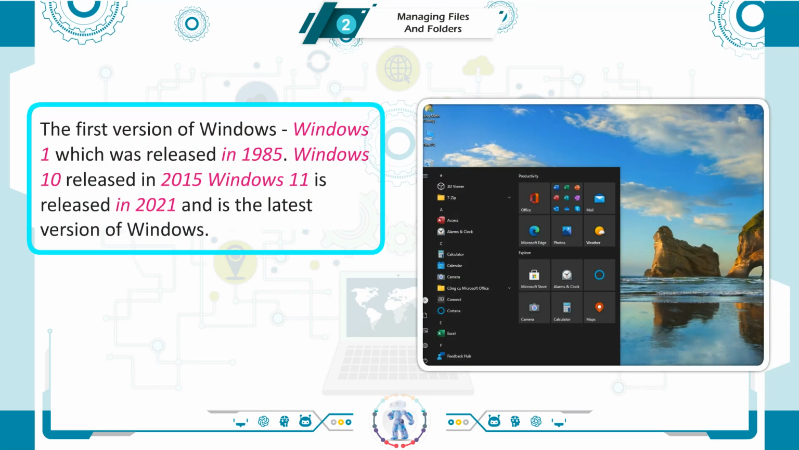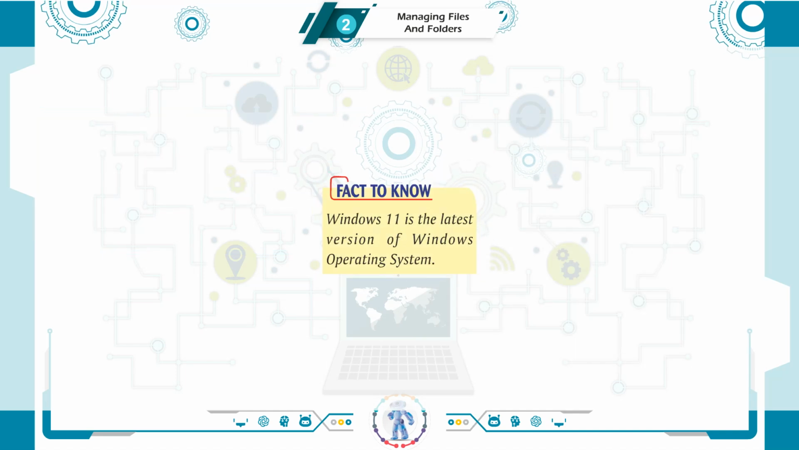The first version, Windows 1, was released in 1985. Windows 10 was released in 2015. Windows 11 was released in 2021 and is the latest version of Windows. Fact to know: Windows 11 is the latest version of the Windows operating system.